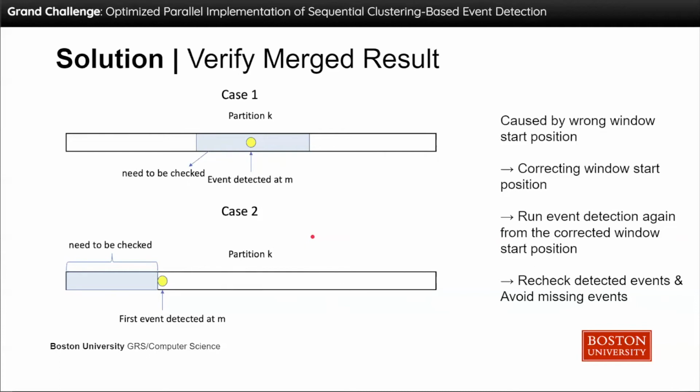Therefore, to address this problem, we need to correct our window start position by running event detection again from the corrected window start position, and then recheck the detected events to make sure they are not false positives. This can also avoid missing events, since if some events were missed in the previous detection, they can definitely be detected this time.